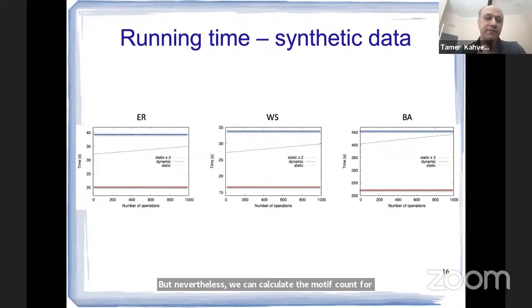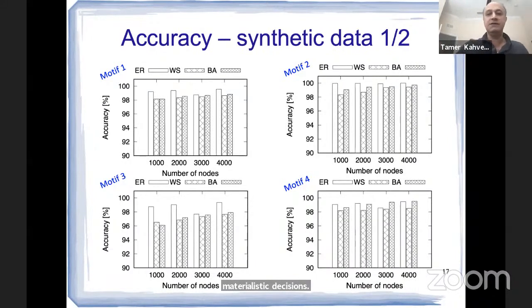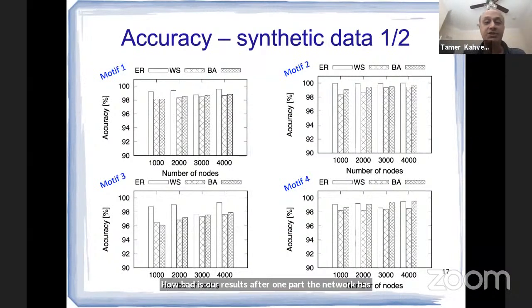Next, I'm going to show you the accuracy of our method at the most disadvantageous stage of our method, which is the final stage. So we make 1,000 decisions, and some of them are heuristic decisions. How bad is our result after 1,000? The network has evolved 1,000 steps. How much does it deviate from the optimal result, which calculates it from scratch at the final stage?